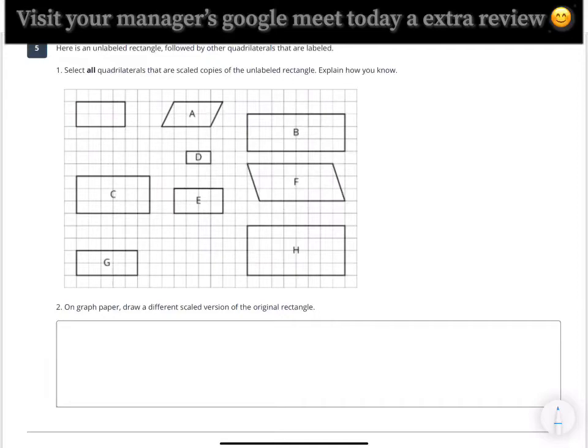The quadrilaterals that are labeled. Select all the quadrilaterals that are scale copies of the unlabeled rectangle. Explain how you know.